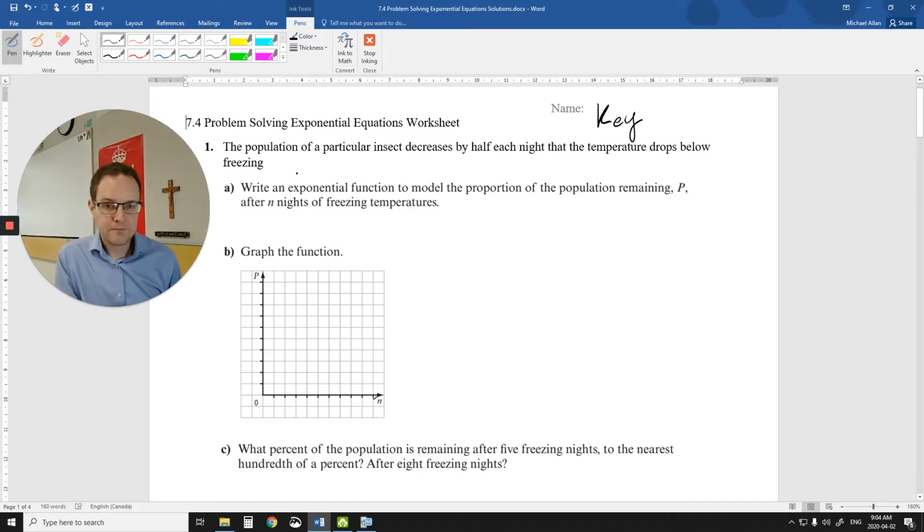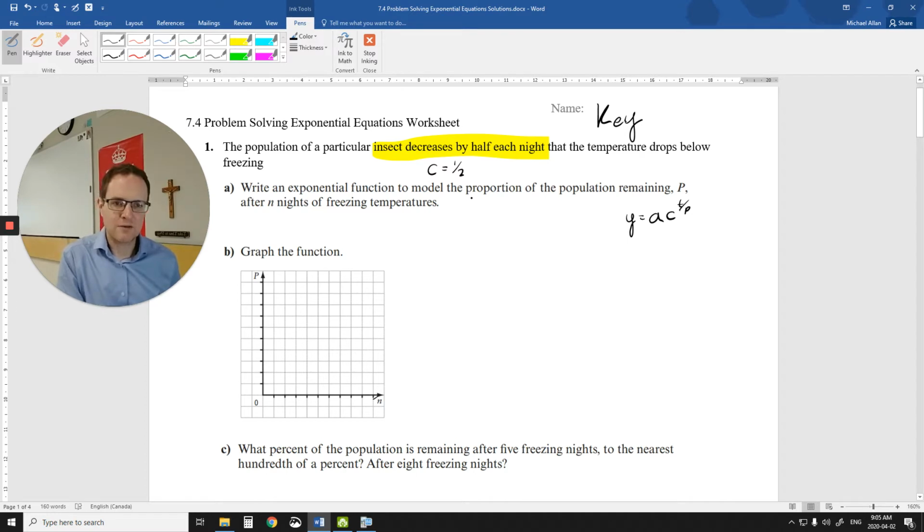Okay. So what we have here is the population of a particular insect. It decreases by half each night that the temperature goes down by 0. So that's giving me a good hint about what the C value of my equation is going to be. It looks like the C value is going to be a half. And so for most of these equations as I go down here, the equation I'm going to be using is A times C to the power of T over P, where P is my period.